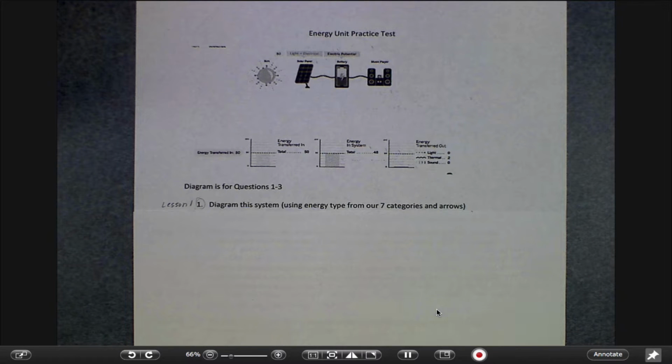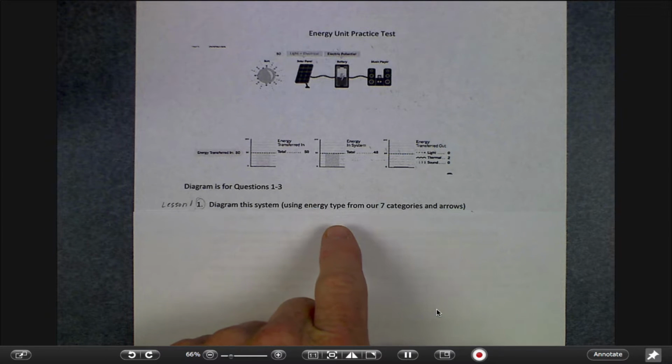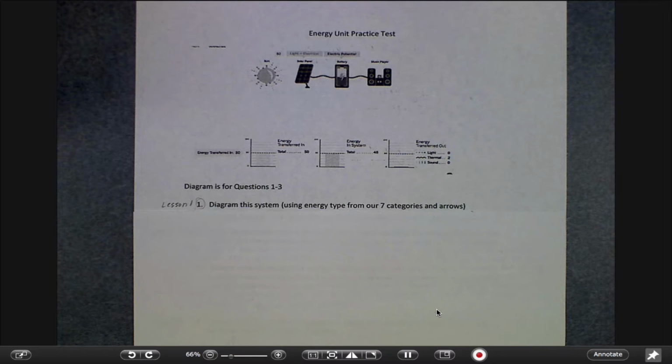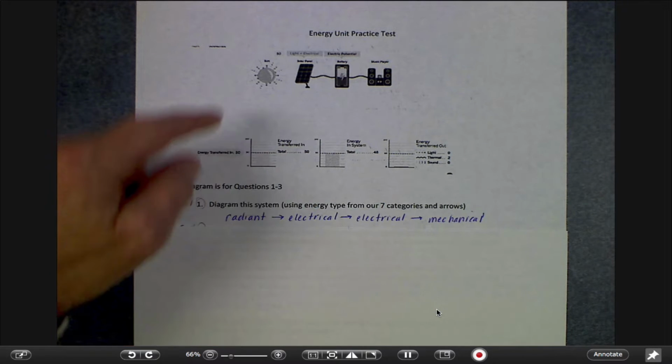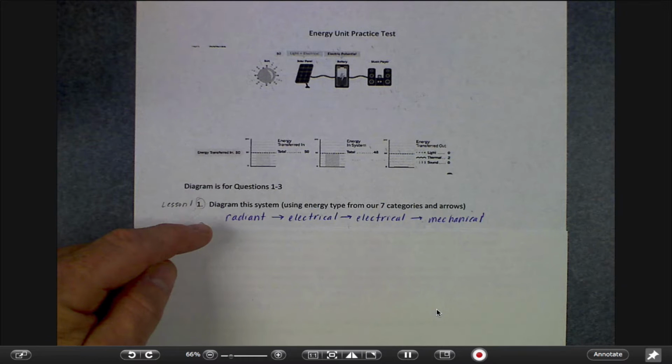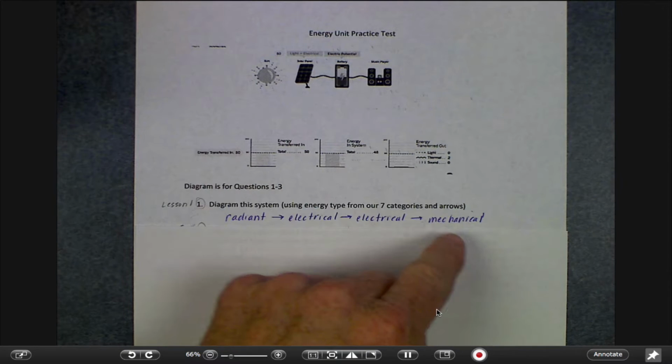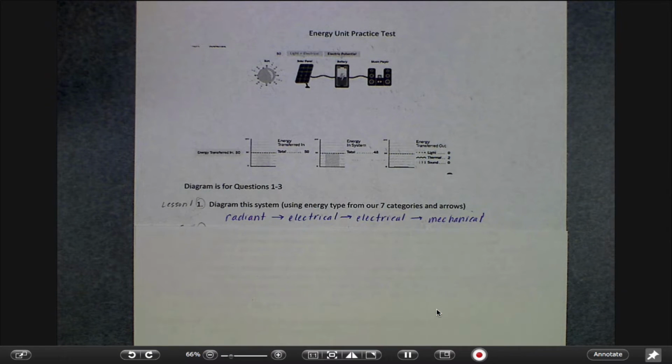And here are the answers. The first one just says diagram the system. Notice it says using our 7 types with arrows. So this one would diagram out as follows. It'd be radiant to electrical to mechanical. Notice though we did not say light, we said radiant. We did not say sound, we said mechanical. So it's important to use our 7 categories that we have.